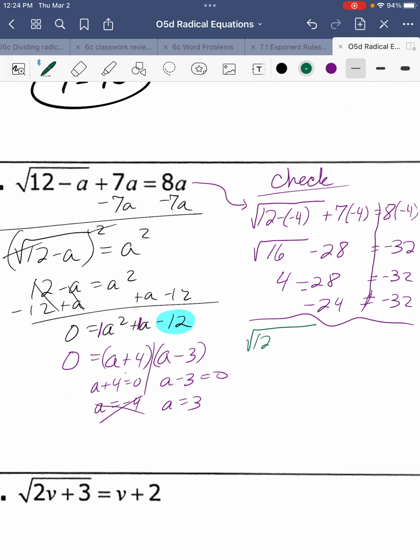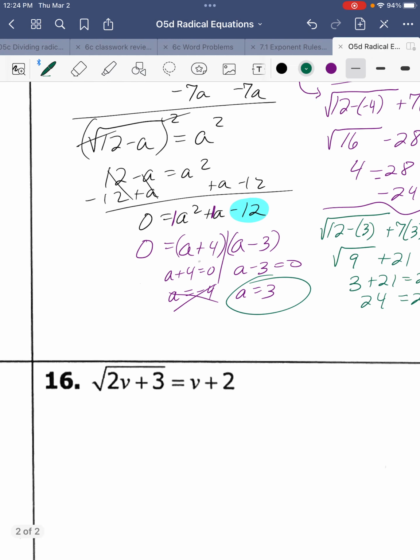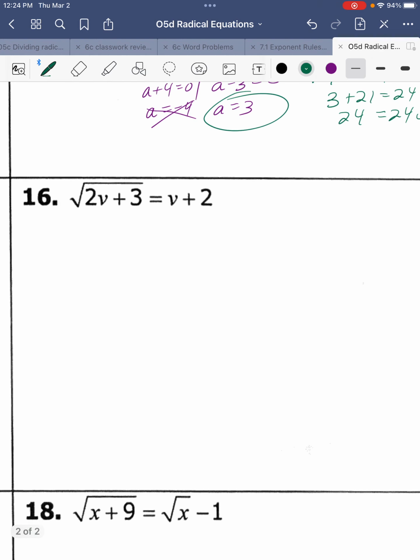Let's check the next one. I'm going to check 3. So square root of 12 minus 3 plus 7 times 3 equals 8 times 3. 12 minus 3 is 9, plus 21 equals 24. Square root of 9 is 3, plus 21 equals 24. 24 equals 24? Sure does. Great. A equals 3 is my solution.